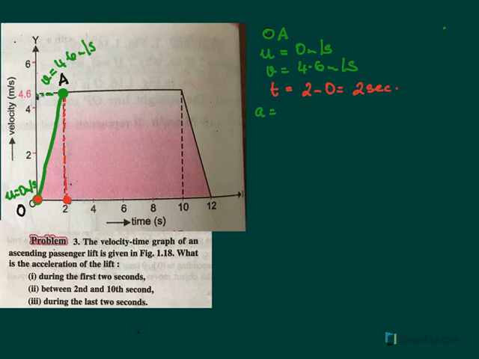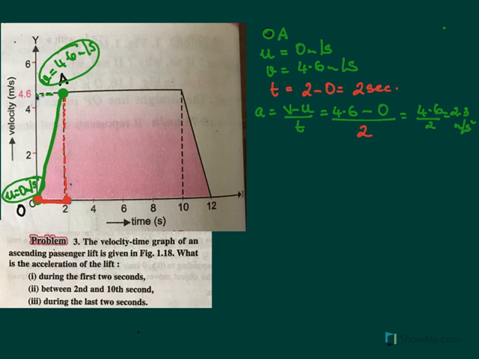So the acceleration for OA is V minus U over T. Our V is 4.6, this is the final point, minus the initial point, which is 0, over the time, this 2 seconds taken for this change. So that is 4.6 over 2, and 2.3 meter per second square is the acceleration along the first 2 seconds.